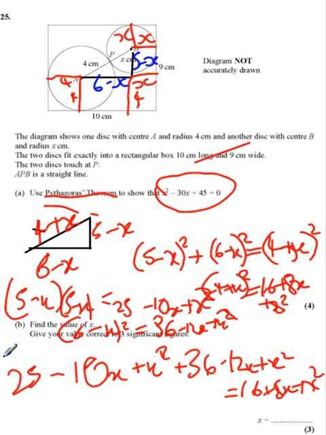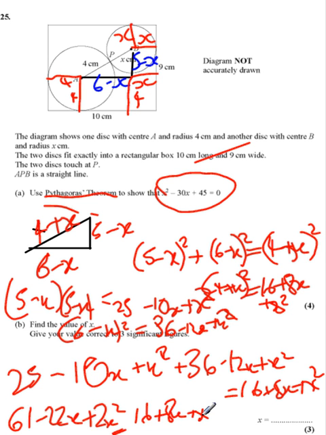Okay, now that left-hand side, we can simplify the 25 and the 36 added together to make 61. We've got minus 10x minus 12x, which is minus 22x. And the 2x squareds add together to make 2x squared equals 16 plus 8x plus x squared. Now I've run out of space. If we subtract what's on the right-hand side from the left-hand side, you subtract an x squared, you subtract an 8x, and you subtract 16 from both sides, you end up with this equation.